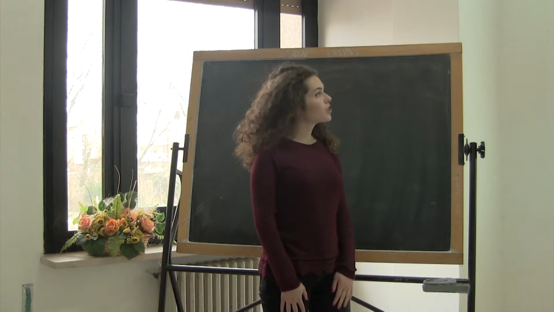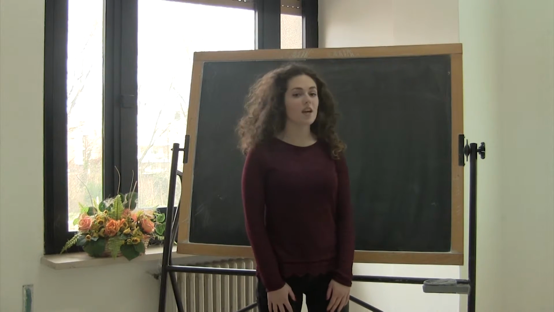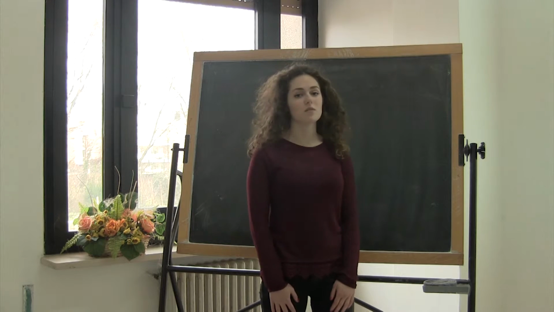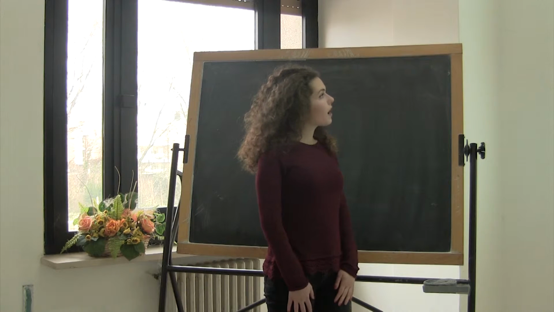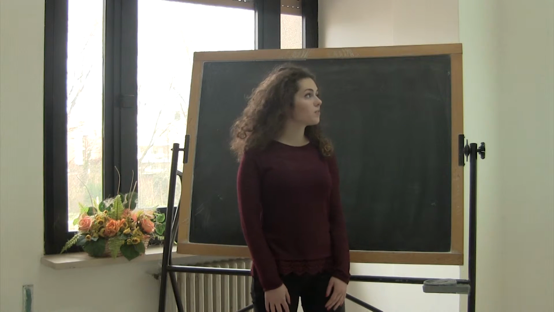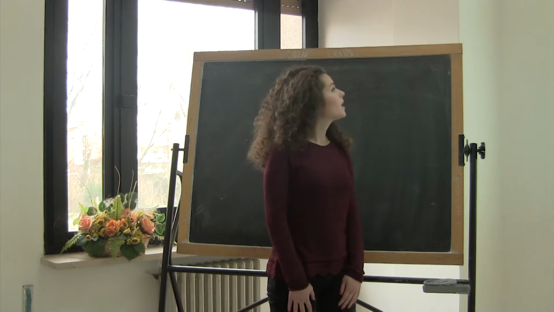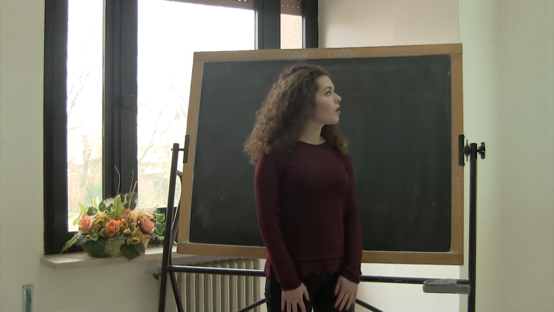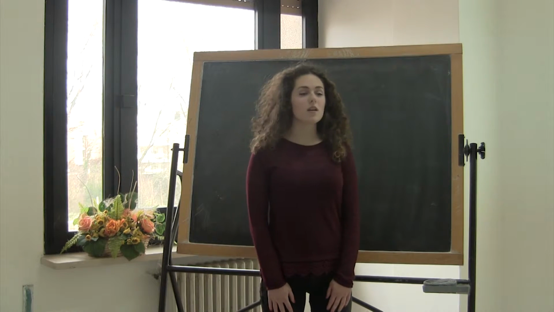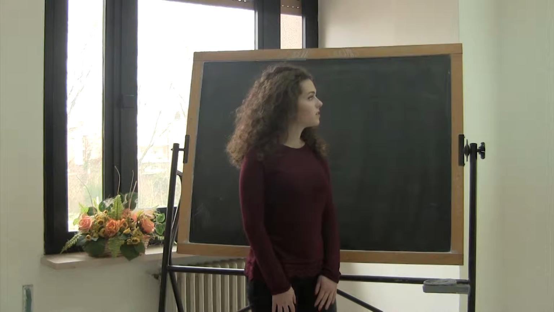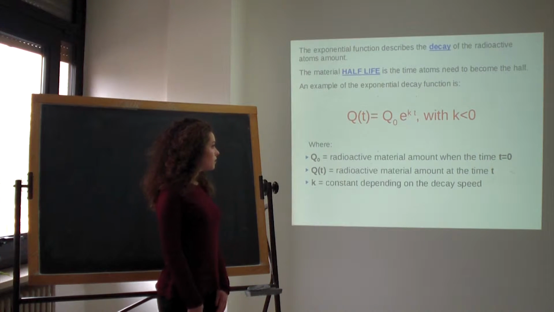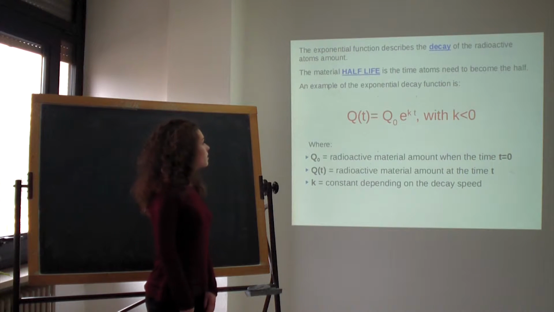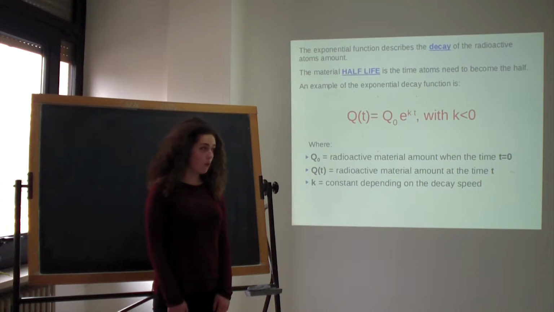So the exponential function describes the decay of the radioactive atoms amount, that means the quantity. The material half-life is the time atoms need to become half. And an example of the exponential decay function is this formula, that is Qt is equal to Q0 times e to kt, with k less than 0.